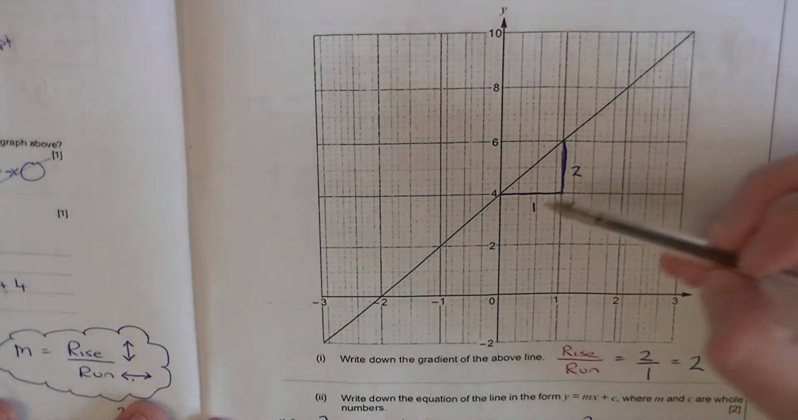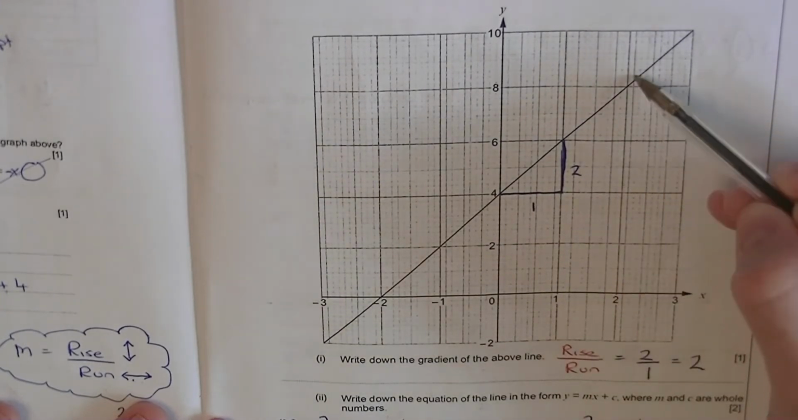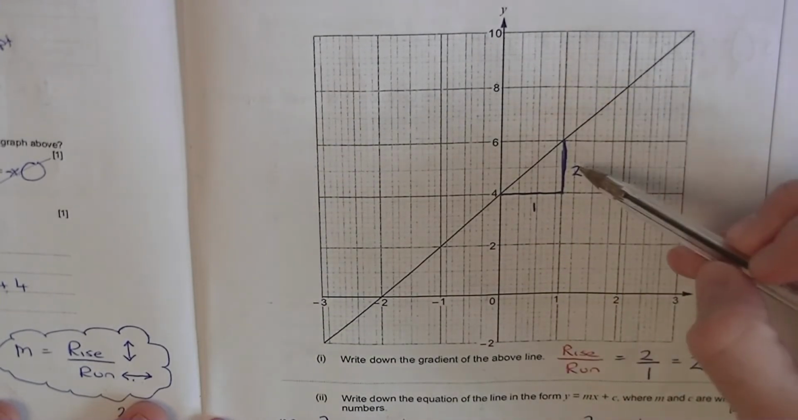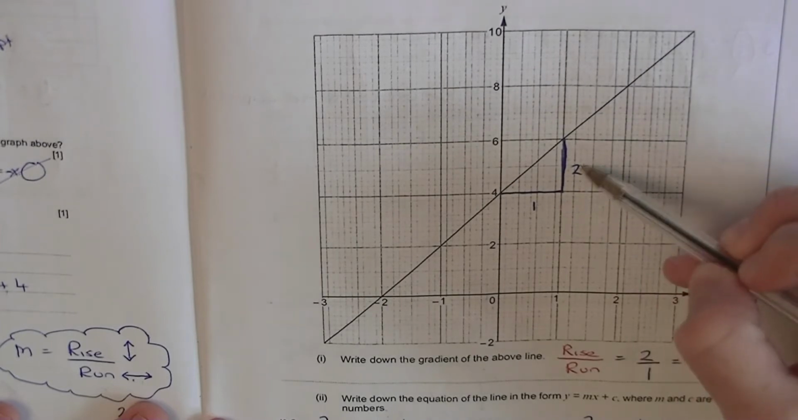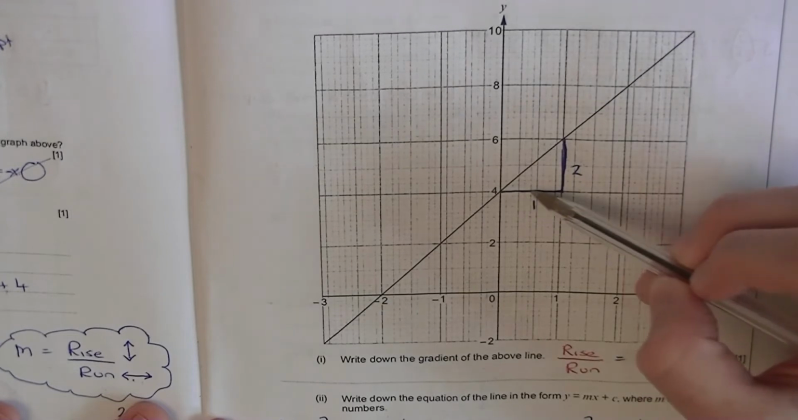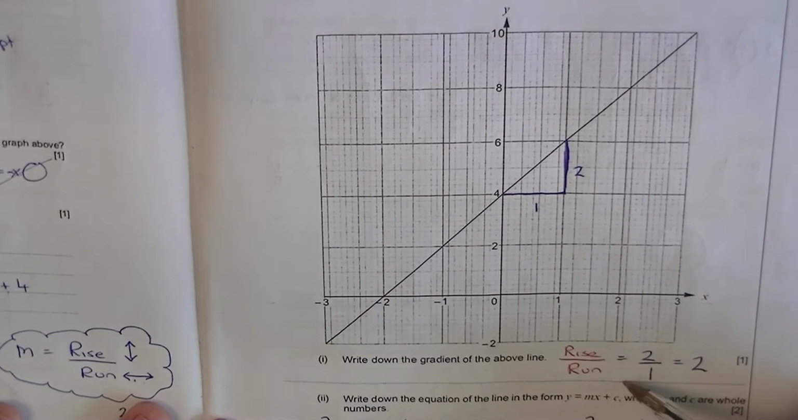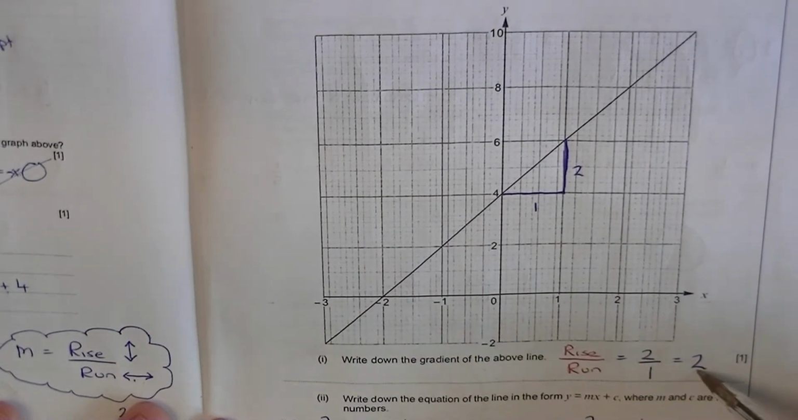Again, I've picked out 2 nice points. Your triangle can connect any nice points. It doesn't matter where. It can be a bigger triangle than that, as long as we stick to rise over run. In this case, in the time this has gone up 2, we've gone across 1. A rise of 2, a run of 1. Gradient, rise over run, 2 divided by 1 is 2.